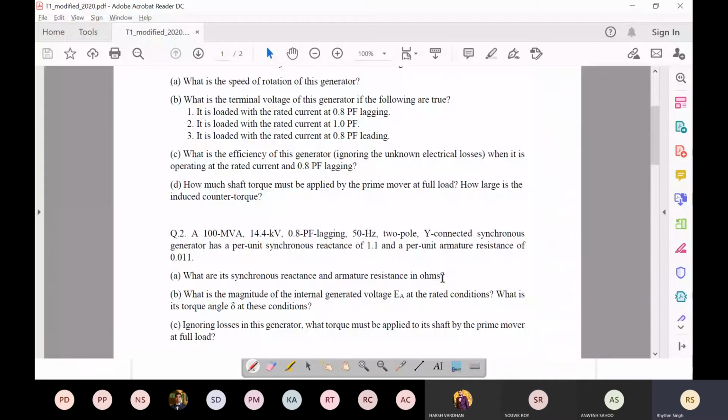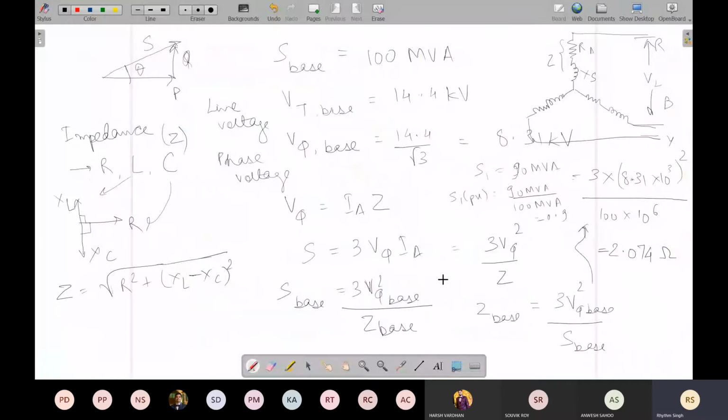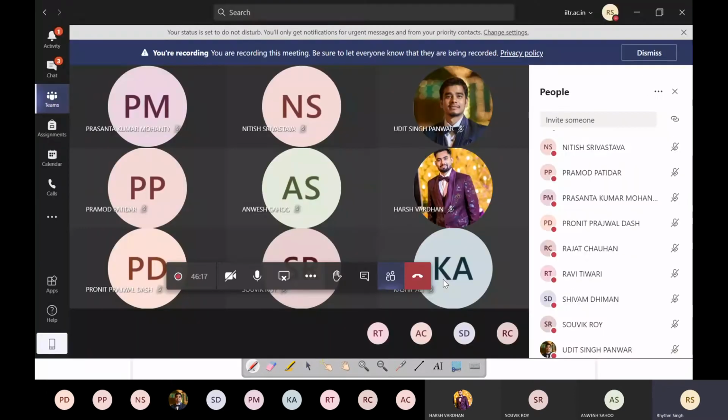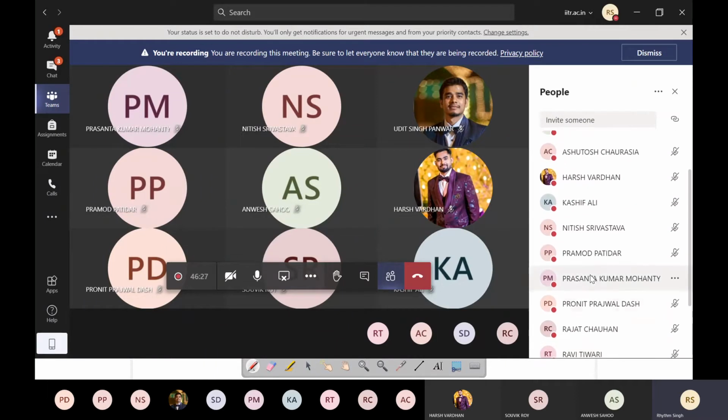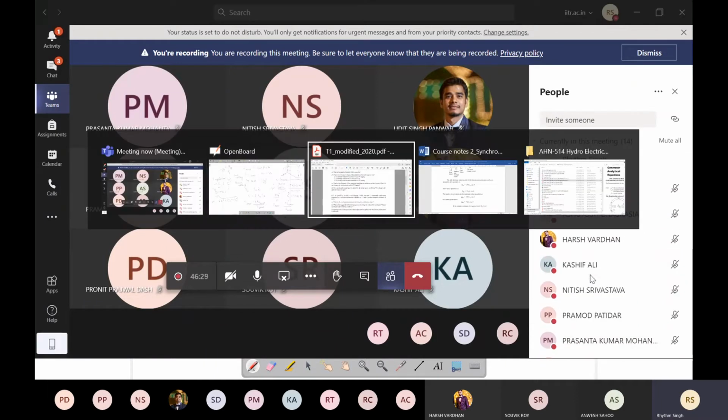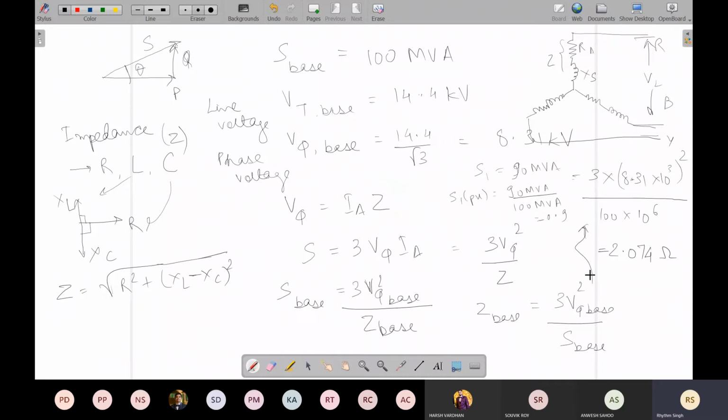But first of all, let me clear any doubts anyone is having so far, because this per unit system might be new for other people from mechanical or civil background. So I want to make sure there is no doubt in this. Anyone else? Any doubt? Please feel free to ask on this. Okay, so I hope it is clear.